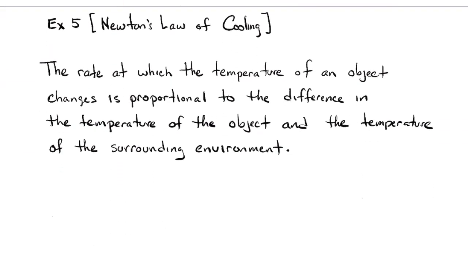Here's an example from physics. It's called Newton's law of cooling. I'll just read it with you here. Newton's law of cooling says the rate at which the temperature of an object changes is proportional to the difference in the temperature of that object and the temperature of the surrounding environment, the so-called room temperature.